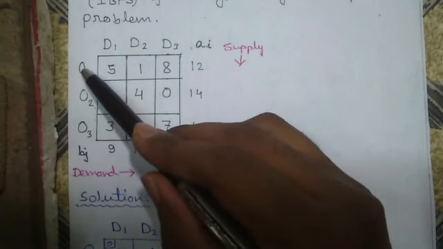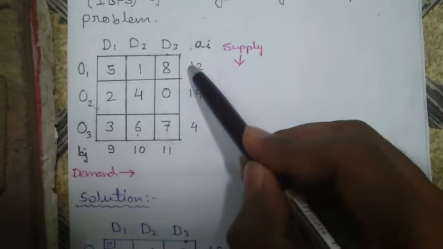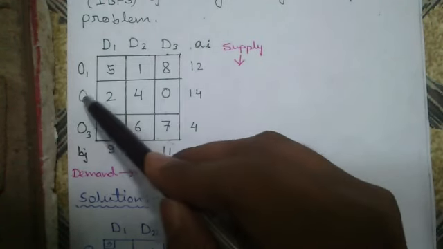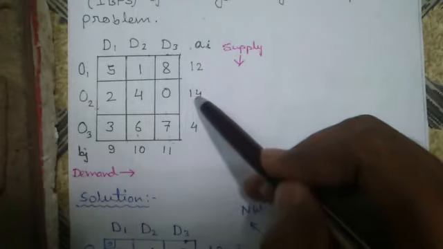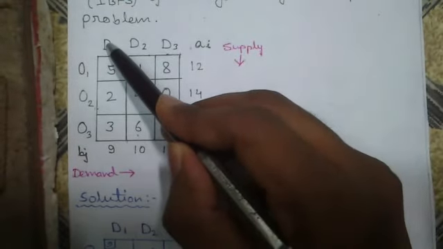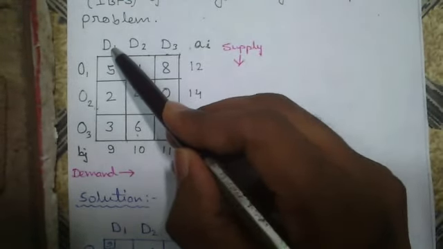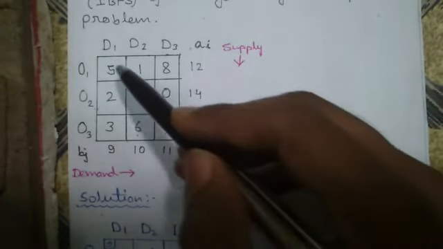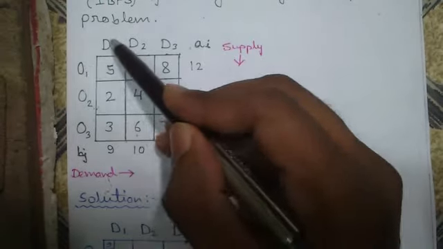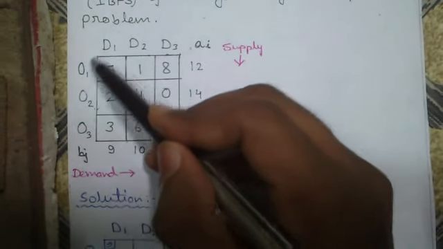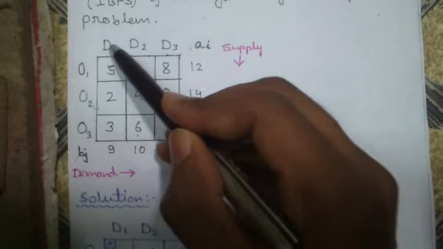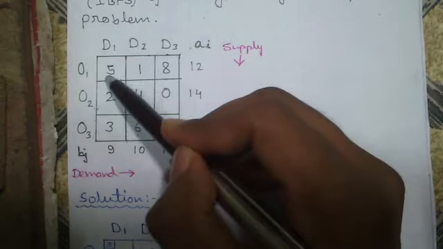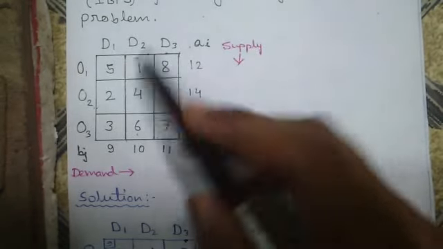In depot O1 or origin O1 we have a total of 12 units of goods in stock. Similarly, in O2 we have 14 units of goods, and customer D1 or destination 1 has a demand of 9 units of goods. D2 has a demand of 10 units of goods, and if we transport 1 unit of goods from origin 1 to destination 1, our cost of transportation will be 5 units. That may be $5 or 5 rupees or 5 euros, anything.